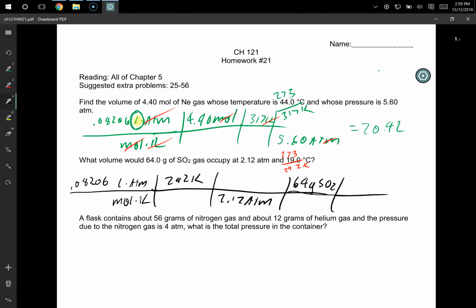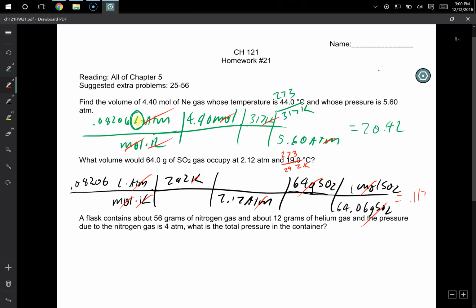So we've got 3 sig figs here, so I can go 64.06 grams SO2 per 1 mole SO2. And so then when I do that, my K cancels, my ATMs cancel, my moles cancel, my grams cancel. And I've got 0.08206 times 292 divided by 2.12 times 64, divided by that. 0.113 liters. Okay.